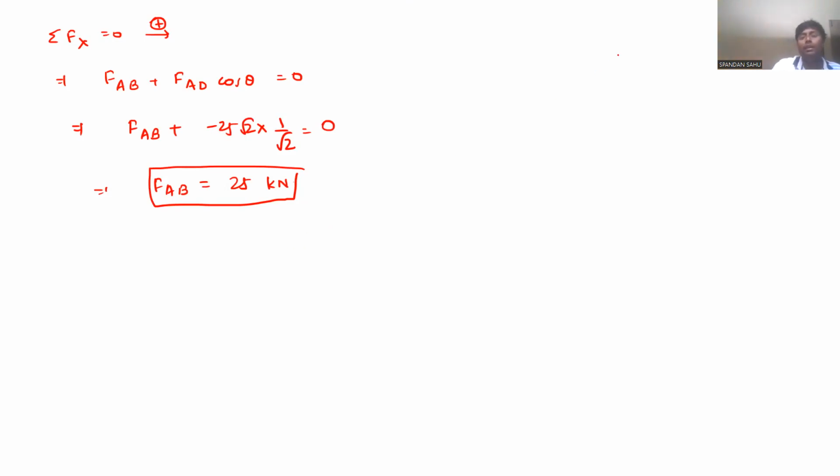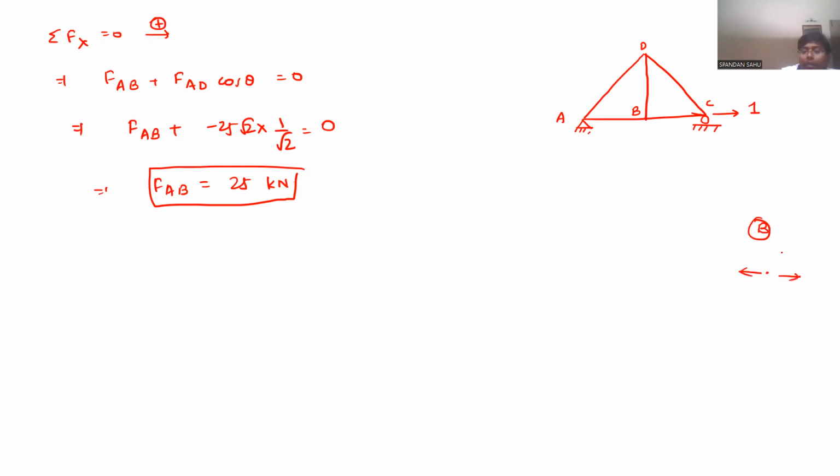Now, similarly, remove all those external loads and apply the unit load in place of the redundant. This is A, B, D. Now apply one unit load in this direction. Now when you go to this joint B and draw the FBD, you will find when you do summation of Fy equal to 0, you will get FBD is 0. So this is a 0 force member.